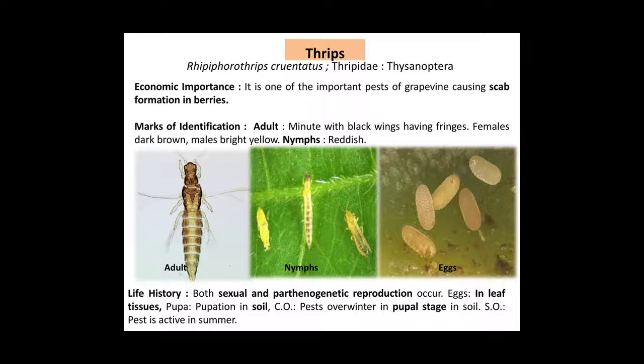Then next point is life cycle. Both sexual and parthenogenetic reproduction occur. Eggs are laid in leaf tissues and pupation takes place in the soil. The pest overwinters in the pupal stage in the soil, and this pest is active in summer.